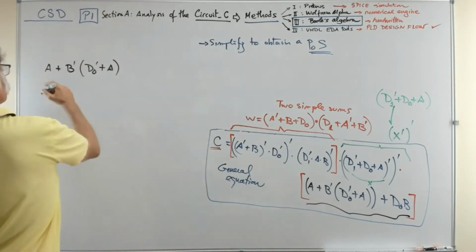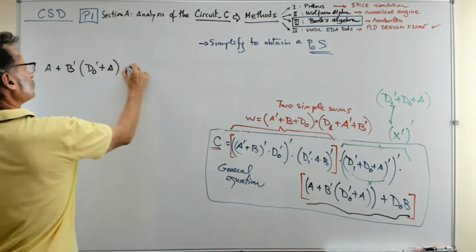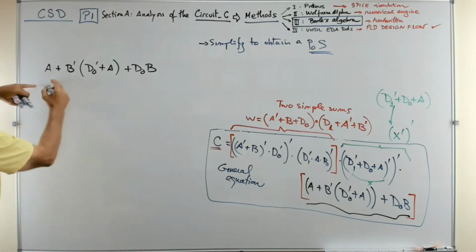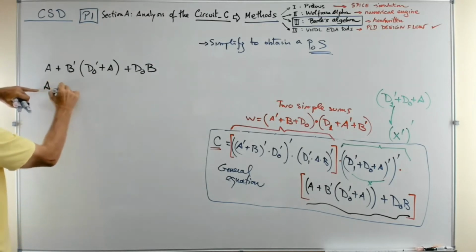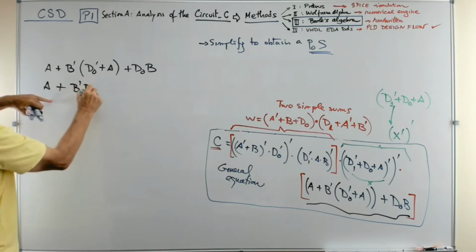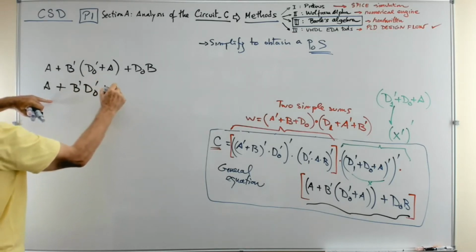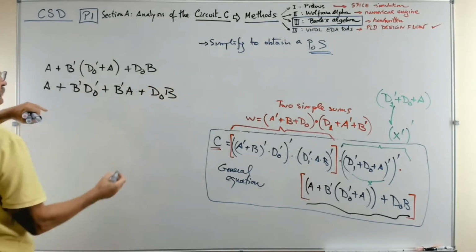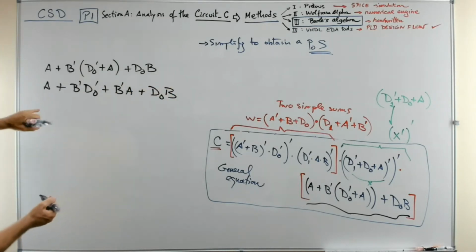Yes, because you can get rid of this parenthesis now and then D0 B. And what else can you do here? Let's do that. B naught, let's get rid of this parenthesis: D0 naught or B naught A or D0 B. So this is what you've got here, and can you do something here?